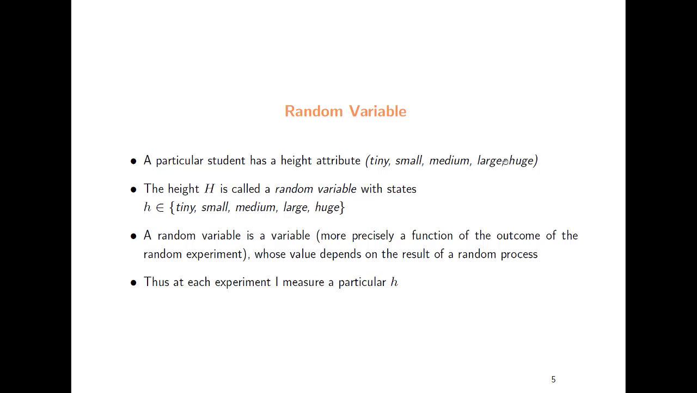A random variable is sometimes defined as a variable whose value depends on the result of a random process. More formally, they sometimes say a function of the outcome of the random experiment. But let's consider it something you can measure on the entity you've selected in the random process. Thus, in each experiment, I measure a particular height. So every student has a particular height. I take a student out of the urn, I measure the student's height, and then I put the student back into the urn. That's the process.